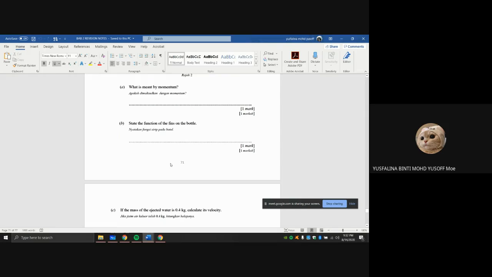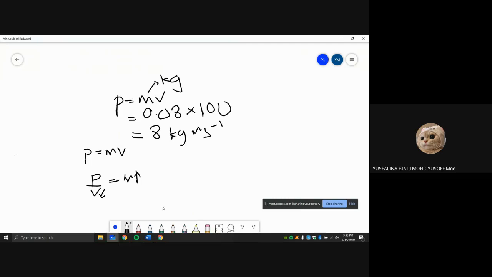This one asks you to find the velocity. It already gives you the momentum, which is 0.8. So P is equal to mv. P is 0.8, and the mass given is 0.4. You have to find the velocity. So 0.8 divided by 0.4, you get 2 m s^-1.